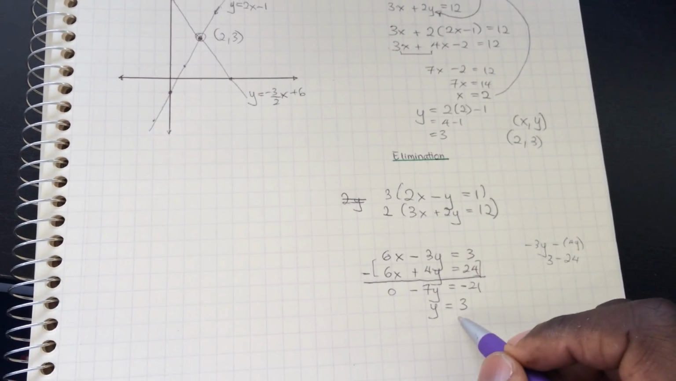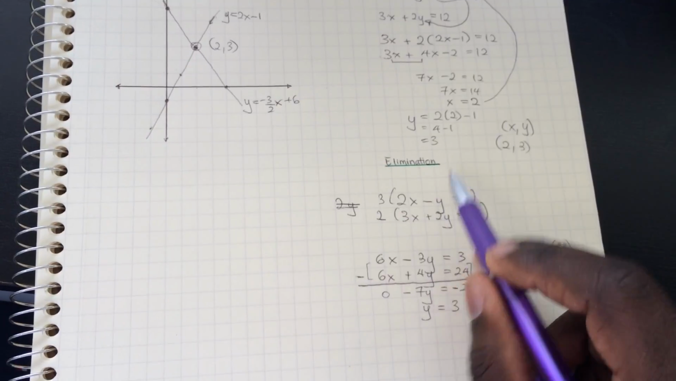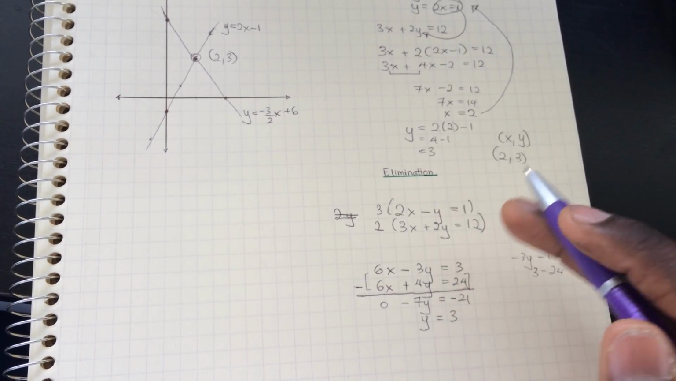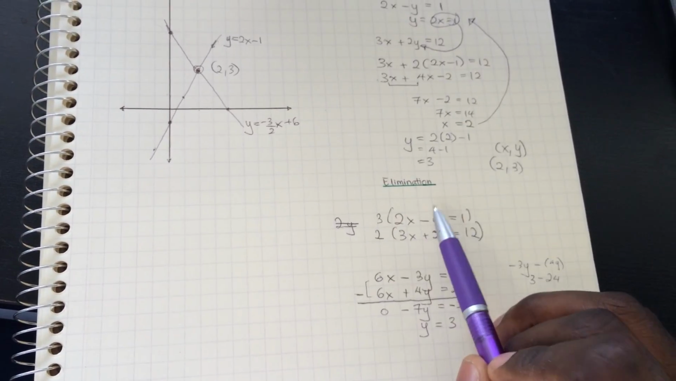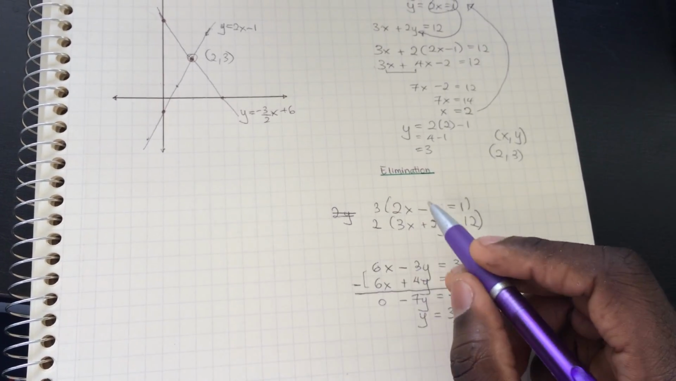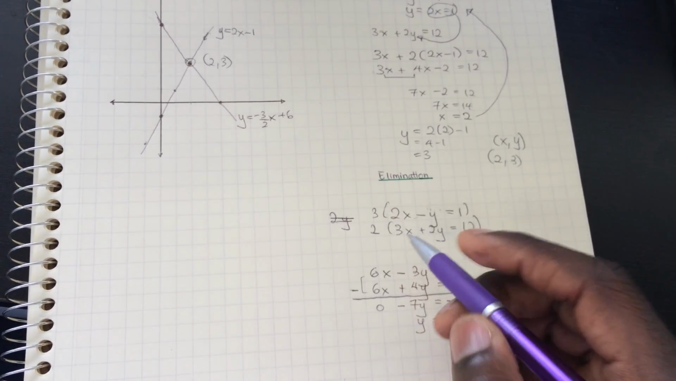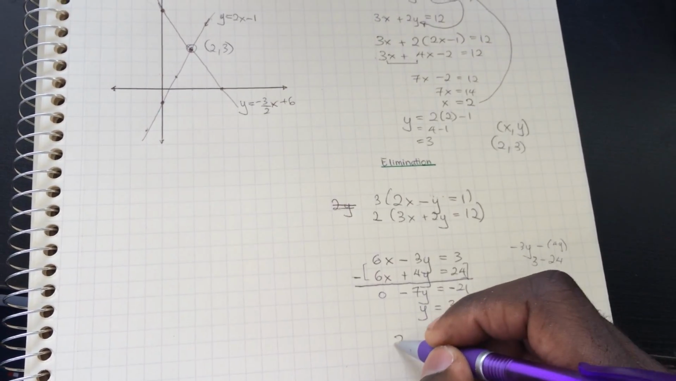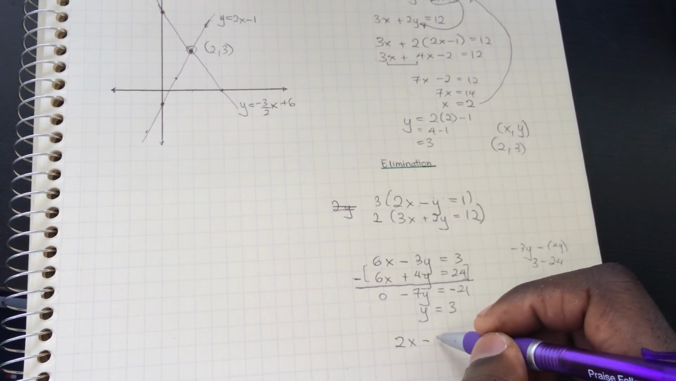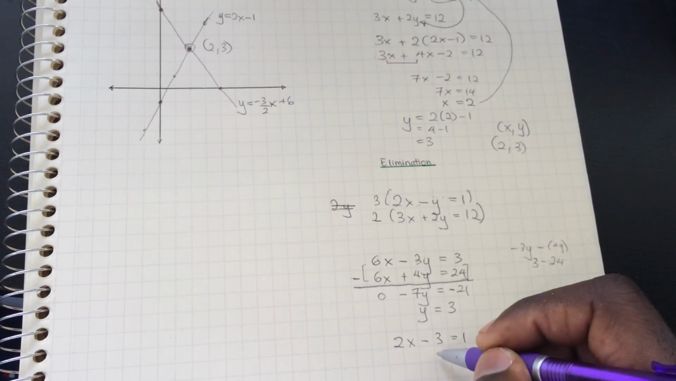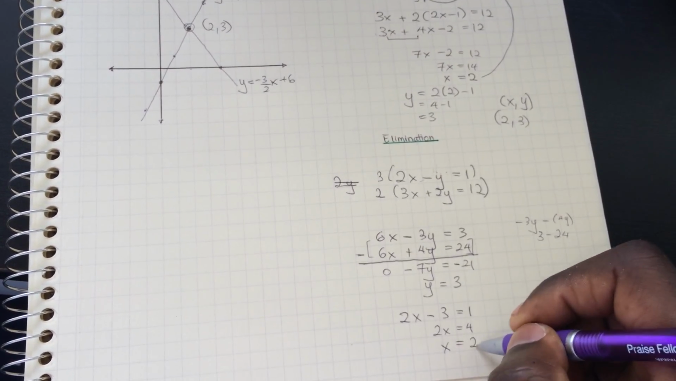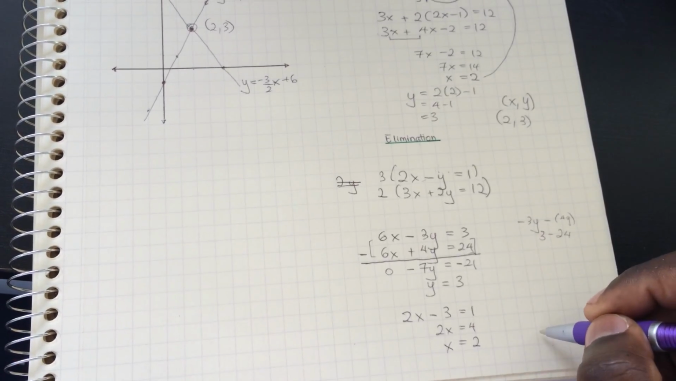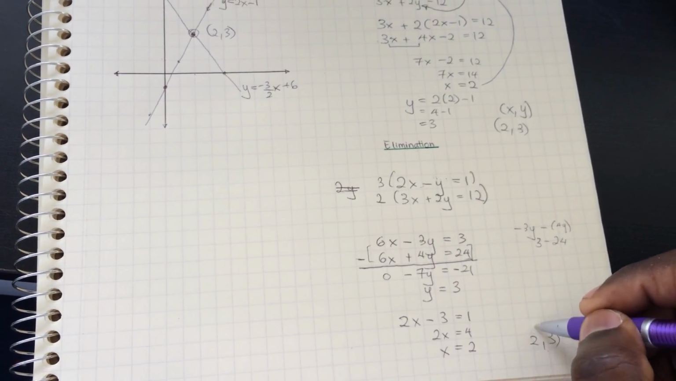So that's that one. Then we can go back and do substitution, as in the other method. In either case, we're going to do some sort of substitution, even in elimination. I prefer to pick this equation because it just looks easier. So 2x minus 3 is 1, so 2x is 4, and x is equal to 2, dividing both sides by 2. So again, our solution here is (2, 3).